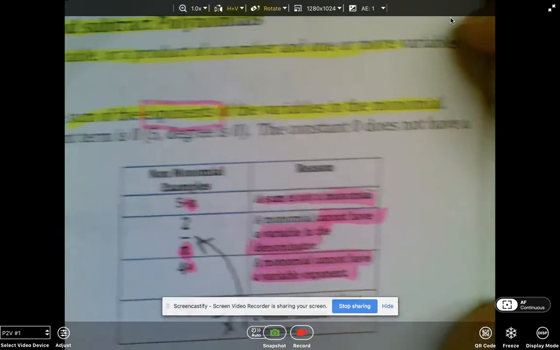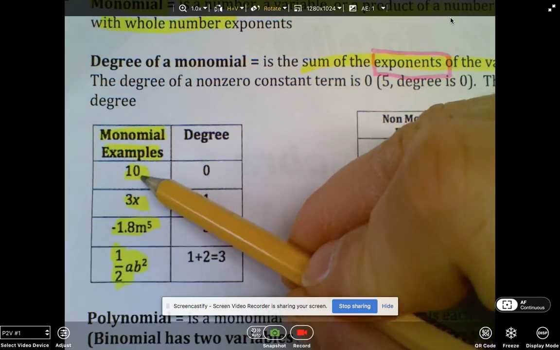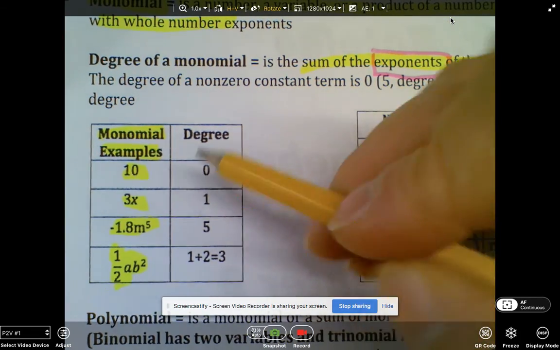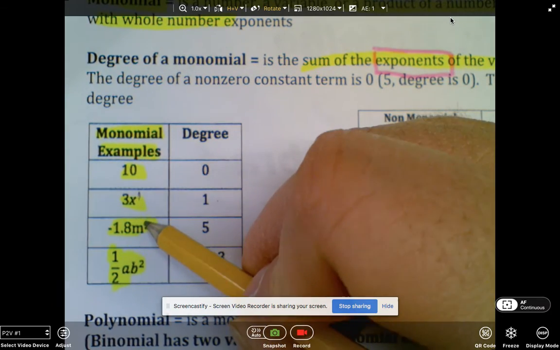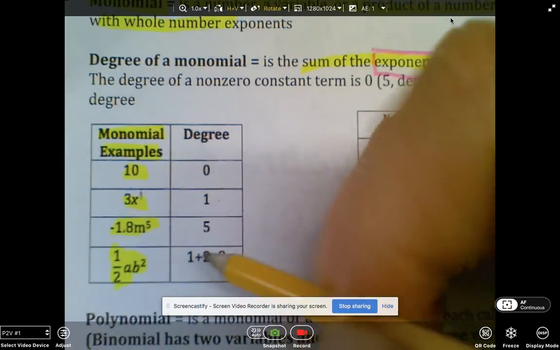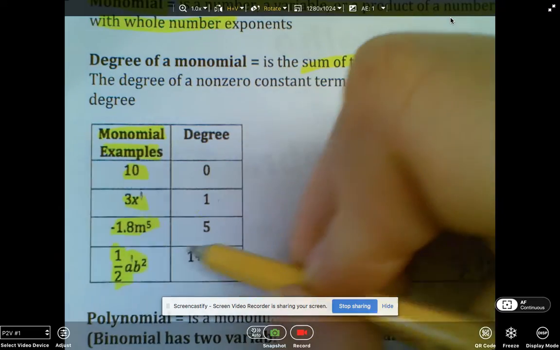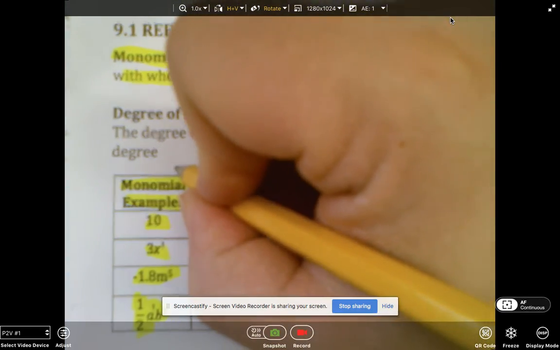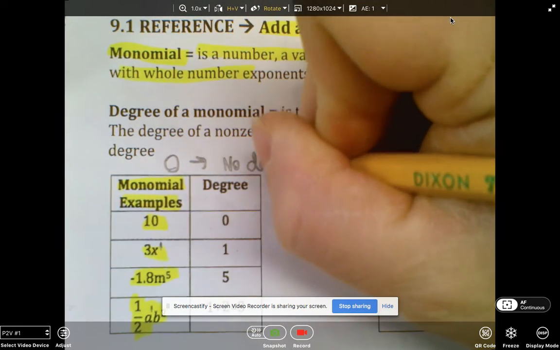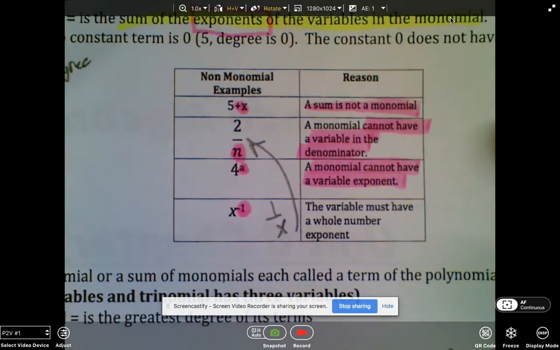Here are some examples. For these monomials, a constant is just degree 0. This x has an assumed 1, so the degree is 1. This has the fifth, so it's to the fifth. And then for this monomial, you have to add all the exponents, so 1 plus 2 is 3. And again, if you had 0, there would be no degree. And there's no need to even look at these for degrees because they're not even monomials.